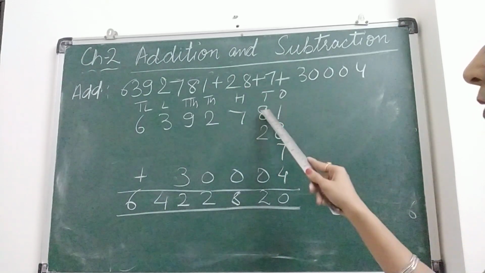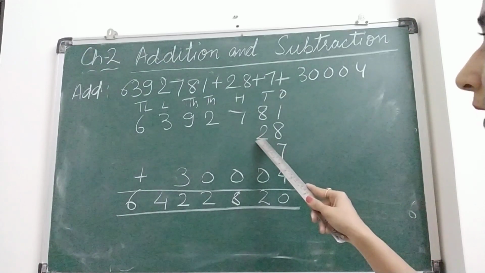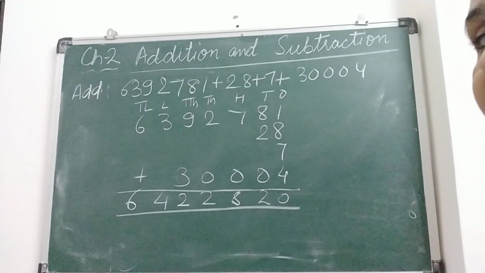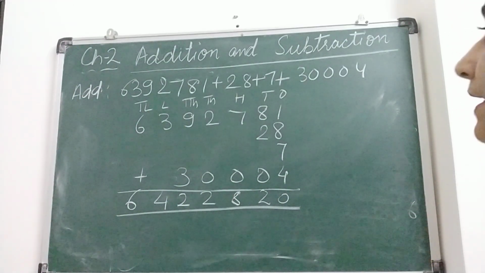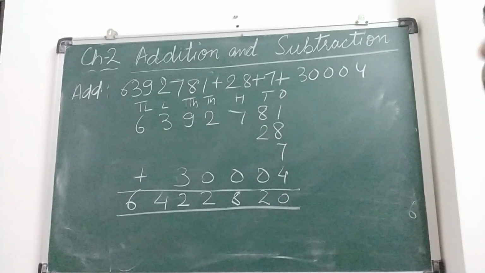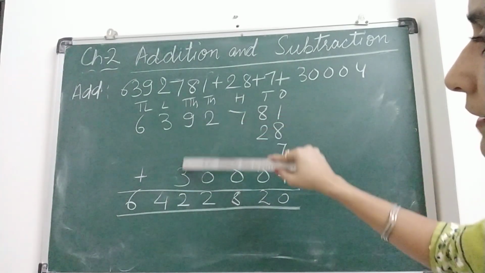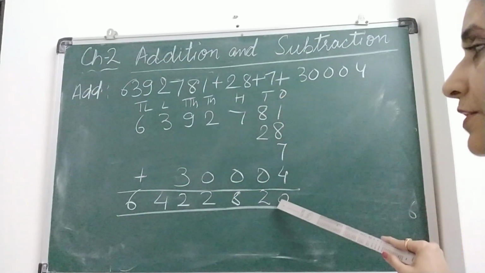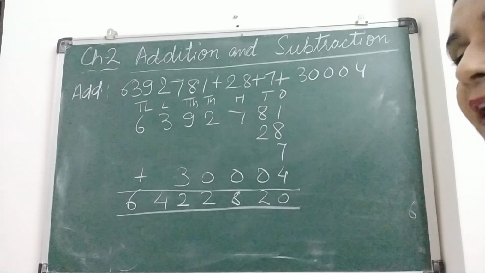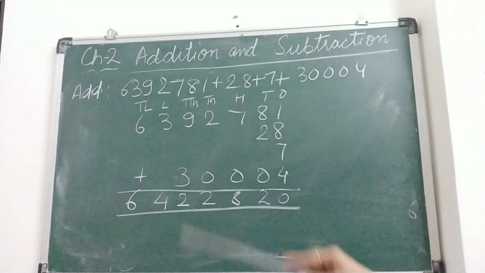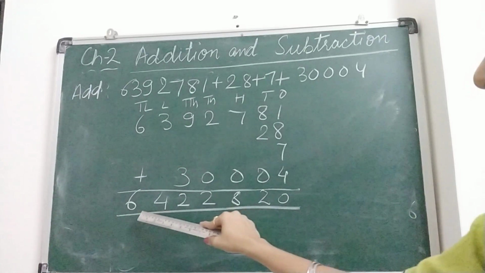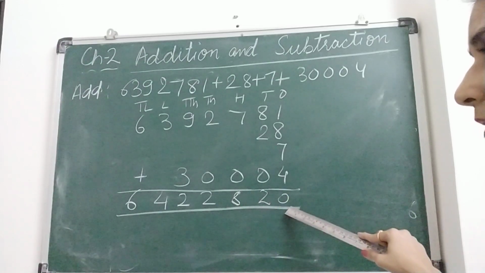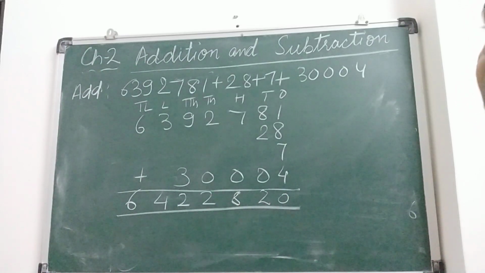Then it is 28. That means highest value is of tens place. Then we write single digit on ones place. And then the last value is 30,000, which will fall down here. 30,004. So we write the digits in this way and we add it simply as we always add. After addition, I find the number 64 lakh 22,820. So this is my answer after addition.